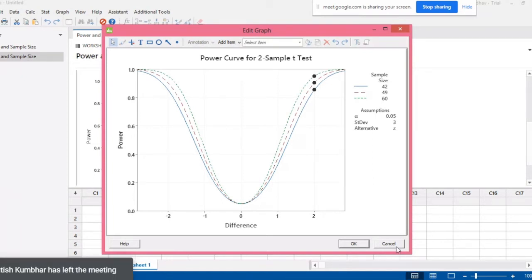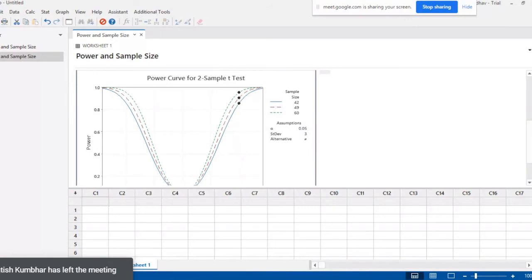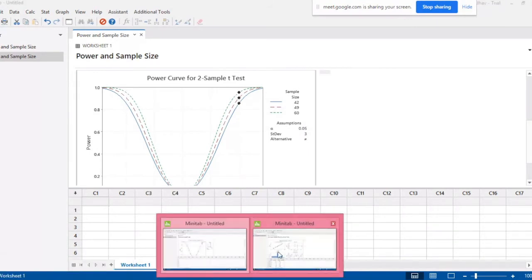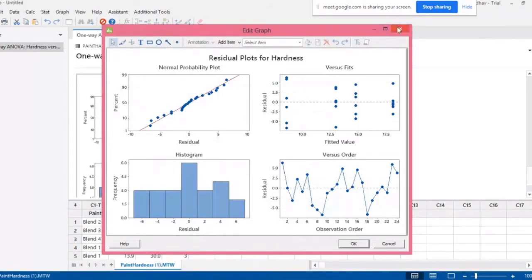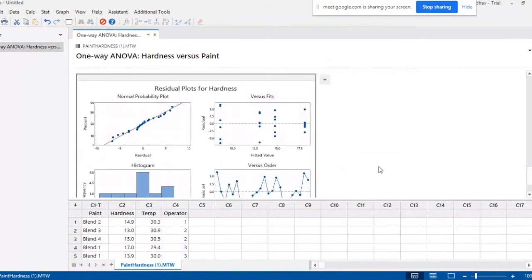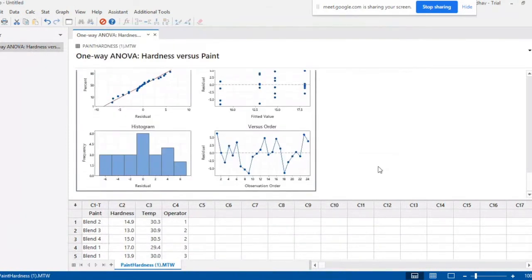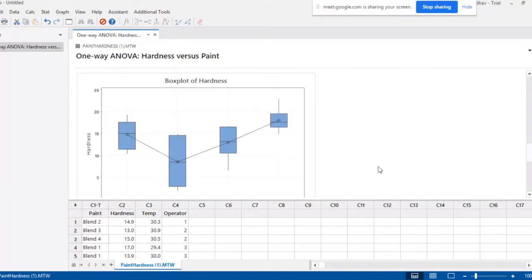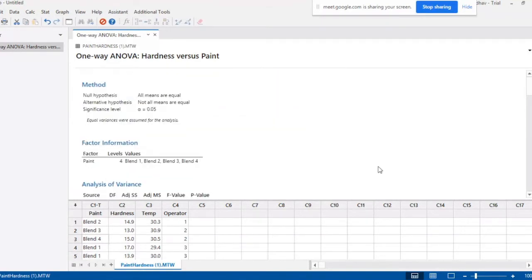Does that answer your question? Yes, sir. Yeah. Any doubt on the ANOVA? One-way ANOVA, is it clear, or do you want to take one more example?